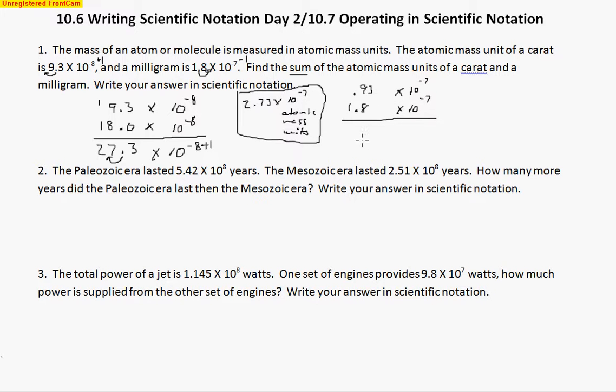And I go ahead and add these together, and I get the same exact answer. 2 and 73 hundredths times 10 to the negative 7th. So that would have been the faster way of doing that problem. Let's take a look at this next one.